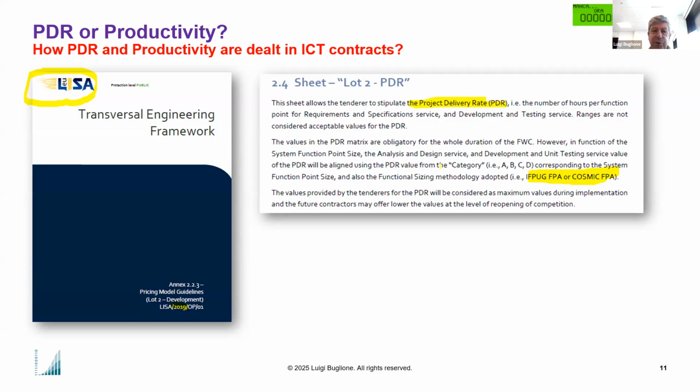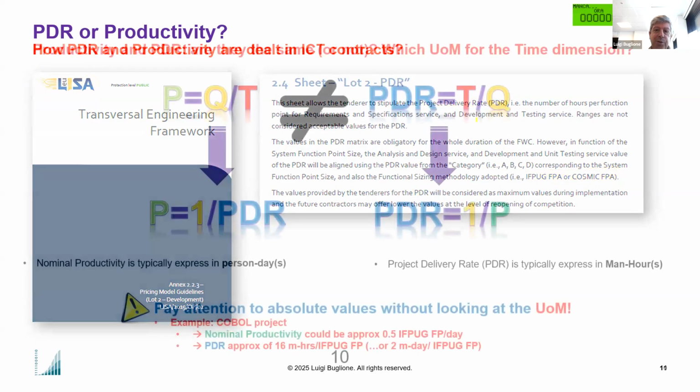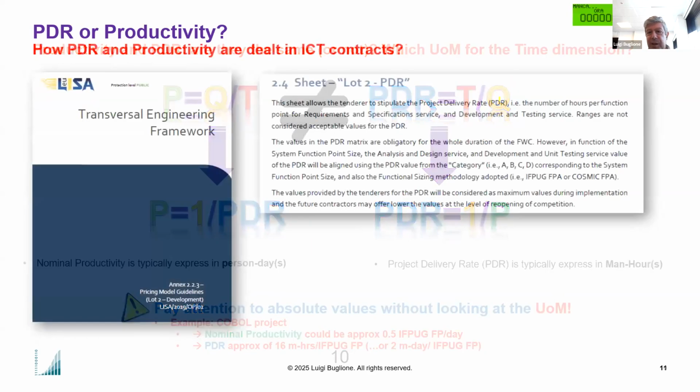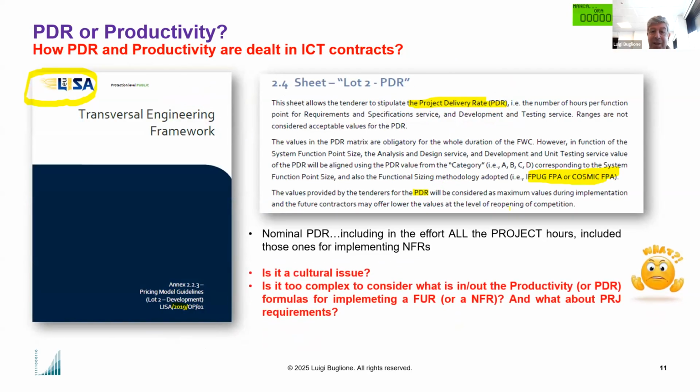And it was important for the European Commission, in order to evaluate the different proposals, to look not at productivity but at PDR. The business question for productivity is: for one time unit, how many quantities can I deliver? PDR is exactly the opposite: for one unit of quantity, how many time units do I need in order to provide that quantity? So it's important to choose what you prefer, but to know that they are not exactly the same thing.